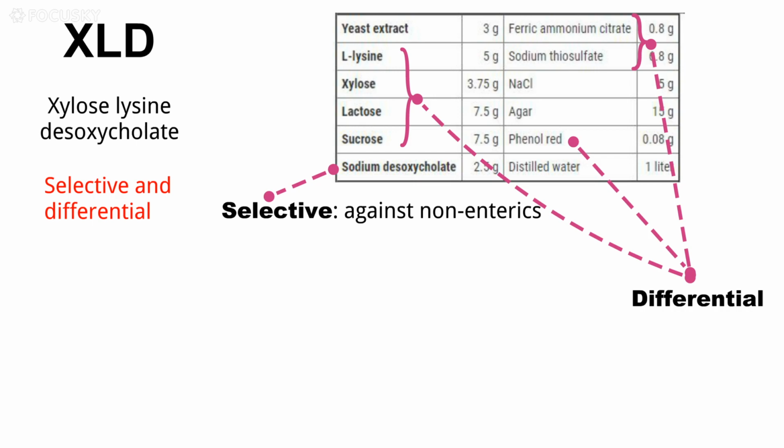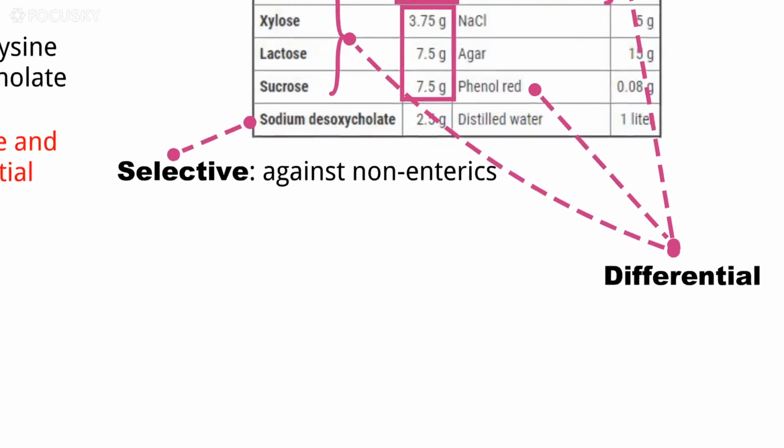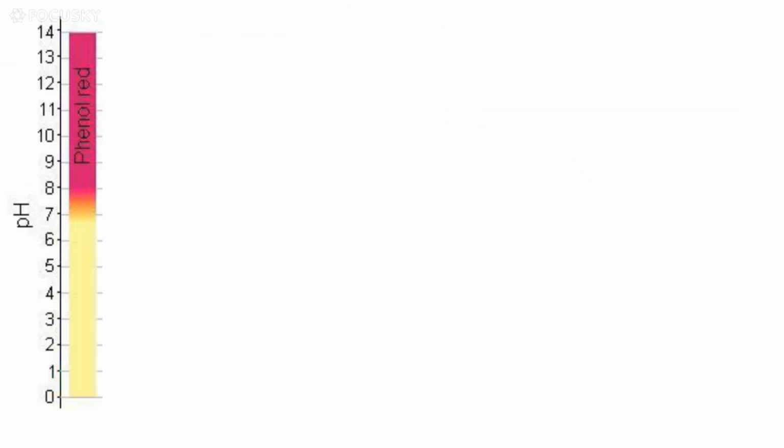The medium contains 3 different kinds of sugar as energy source: xylose, lactose, and sucrose. Notice that xylose is in lower amount compared to the other 2 sugars. The medium also contains lysine as nitrogen source. The amount of lysine is lower than sucrose and lactose, but higher than xylose. The proportion of each nutrient in this medium is very important for differentiating Salmonella from other microorganisms such as coliform.